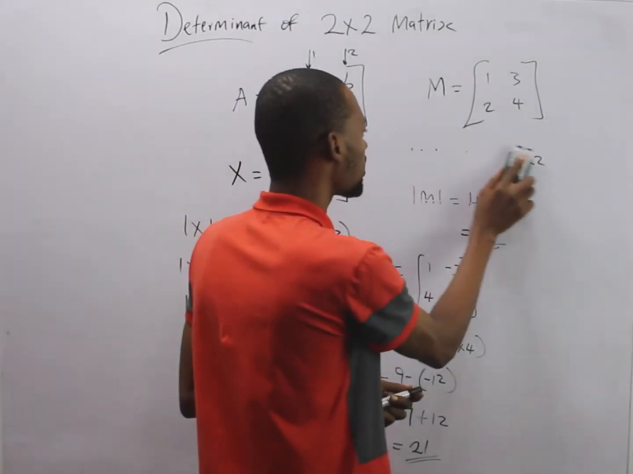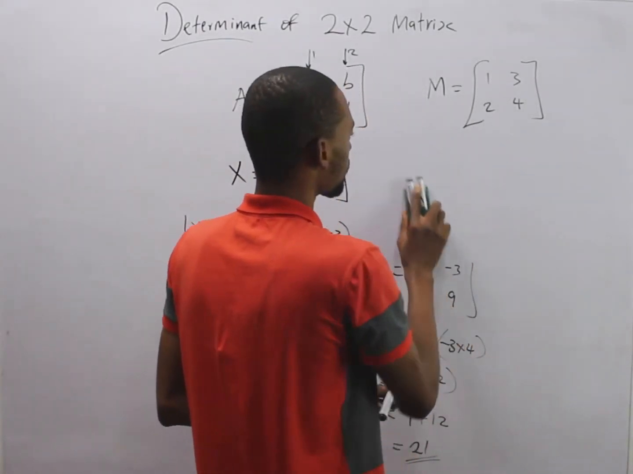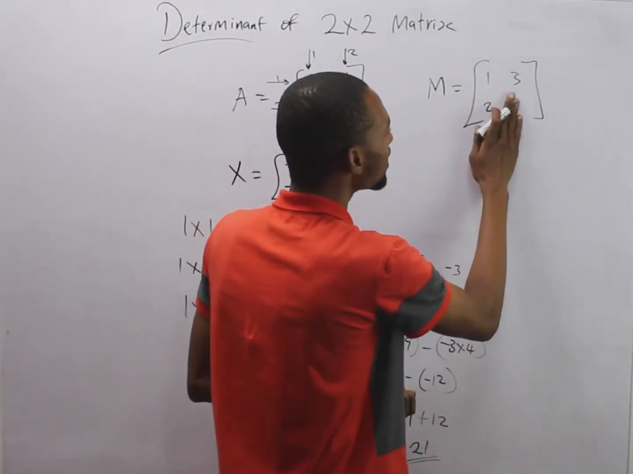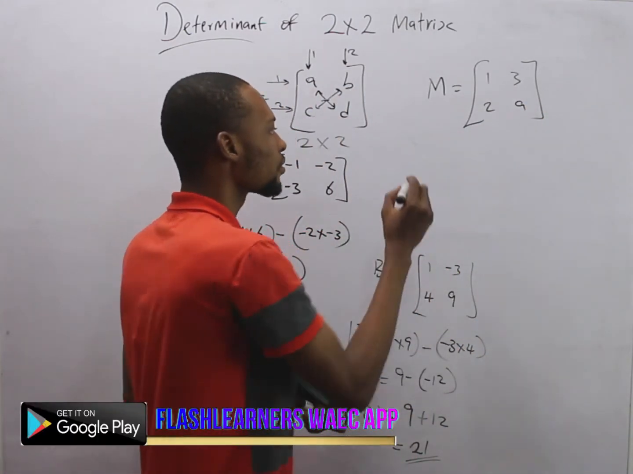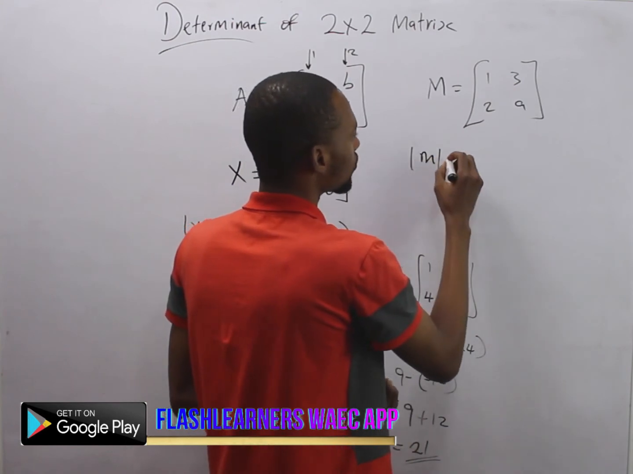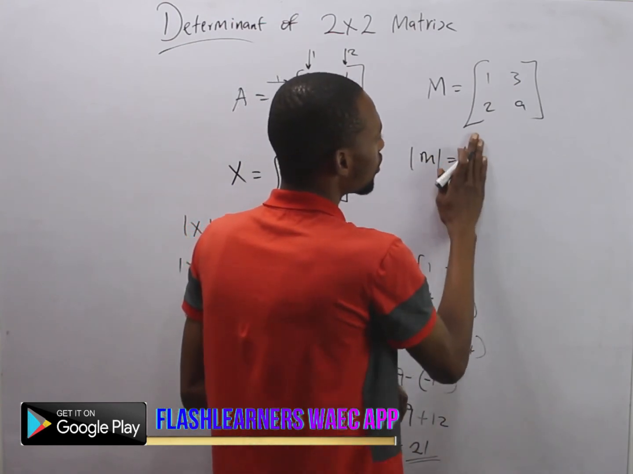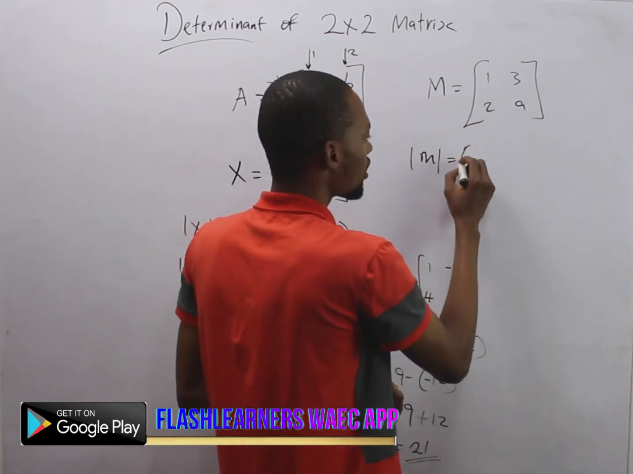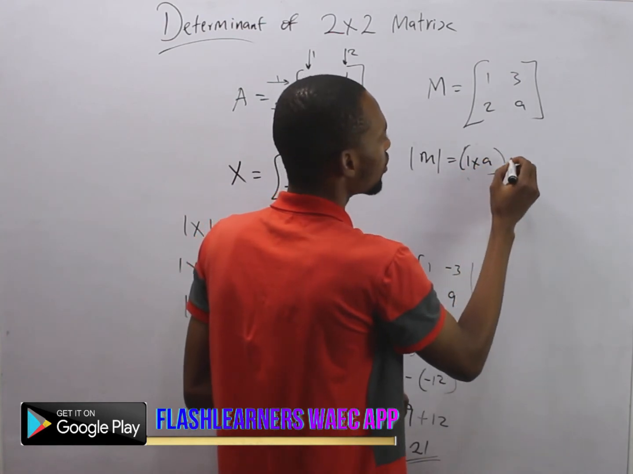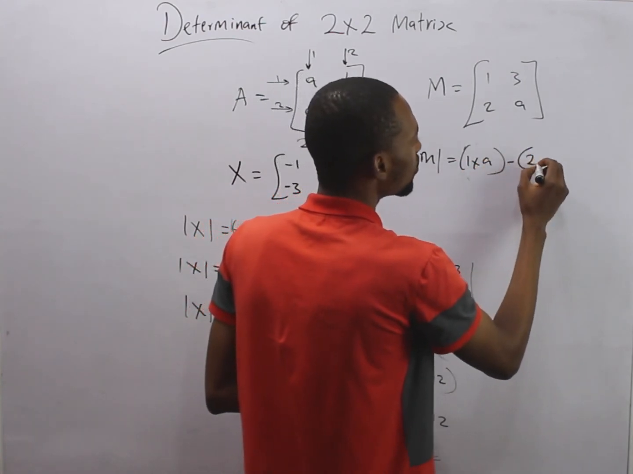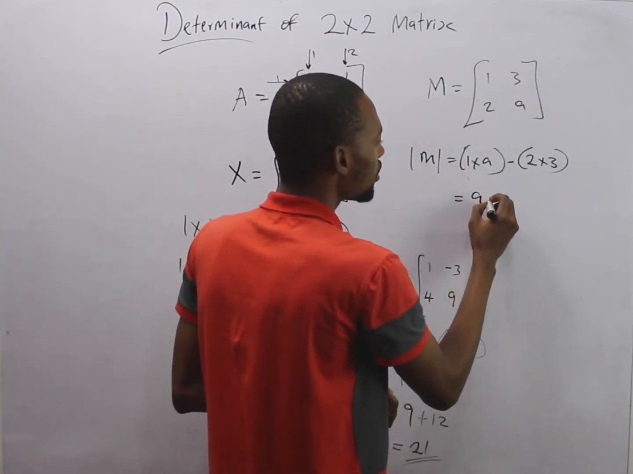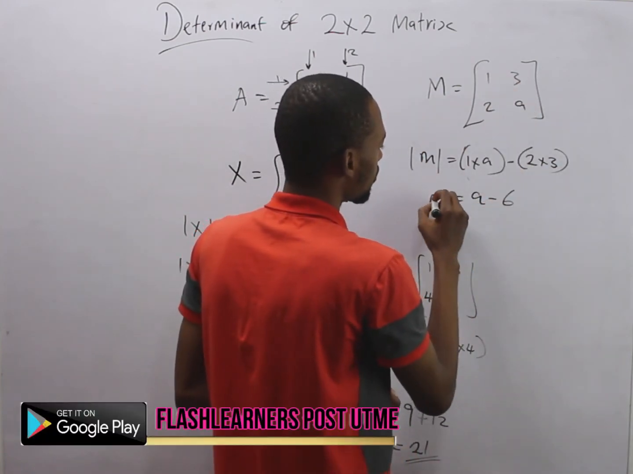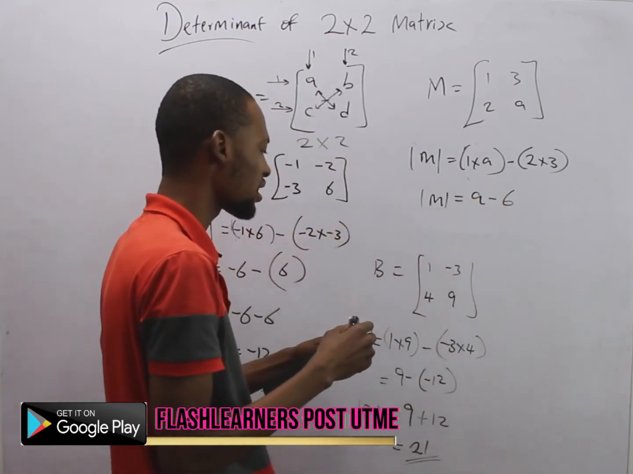And how about numbers mixed with letters? Let's say if here is A, the determinant of this matrix is simply 1 times A, minus 2 times 3. This is simply A minus 6. So that is the determinant of that matrix.